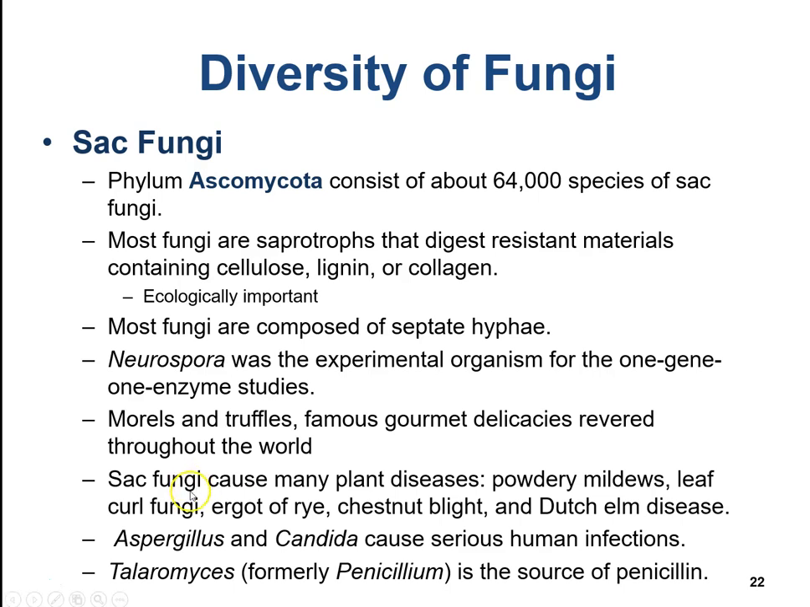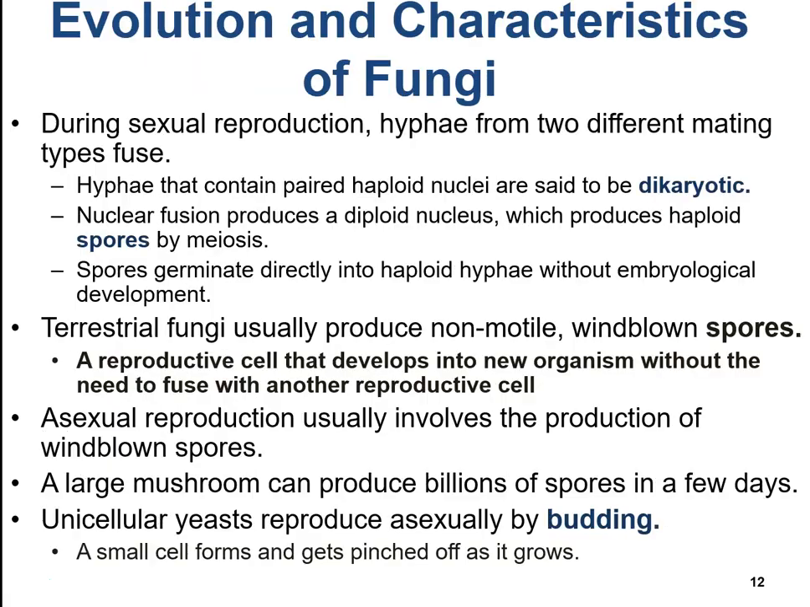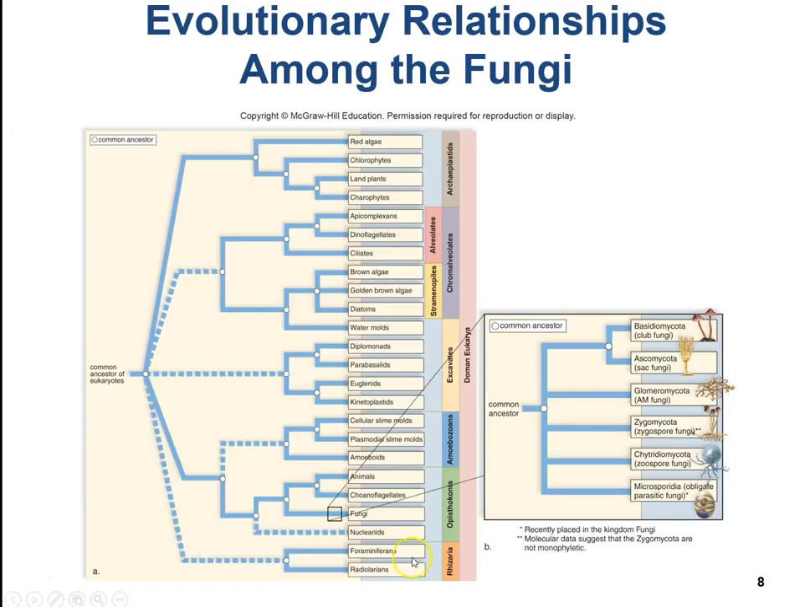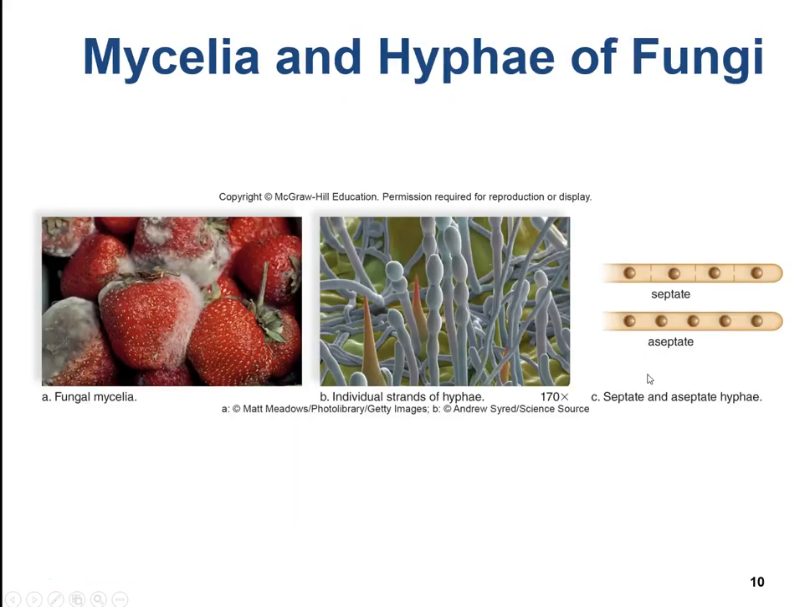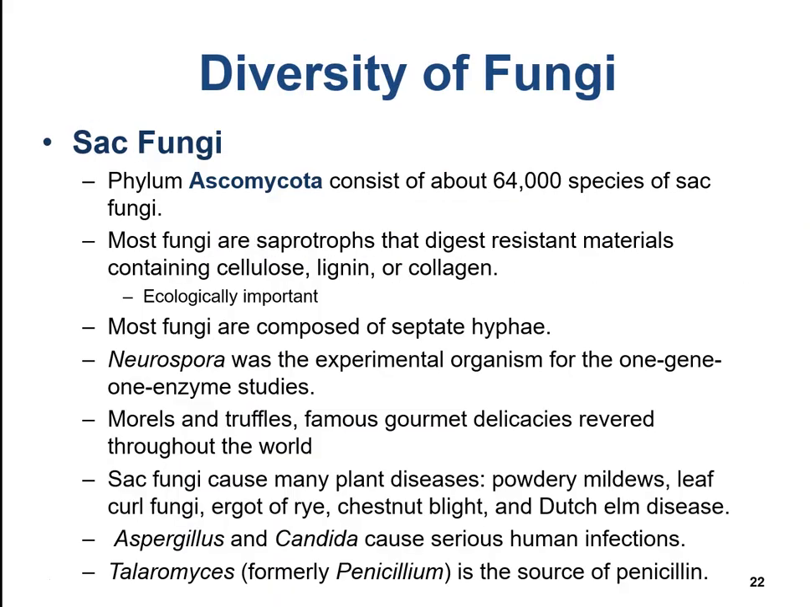All right. Another group here, right? We're in sac fungi. So again, sorry to jump back, but let's put ourselves in perspective of where we're at. Now we're here. Ascomycota, sac fungi. Okay? All right. So here we are. Lots of them, about 64,000 species of sac fungi.